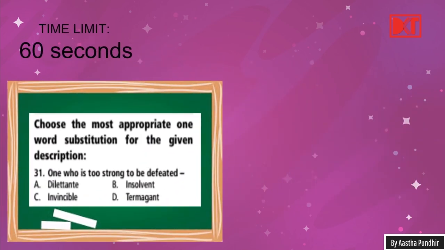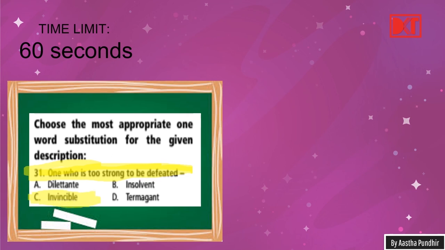Alright, now here we have one who is too strong to be defeated. The options are dilettante, insolvent, invincible and termagant. Okay, here the correct answer is invincible, one who is too strong to be defeated. People usually refer to God this way. God is invincible, too strong to be defeated.